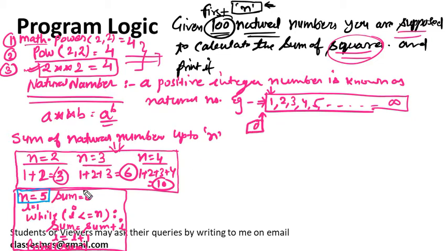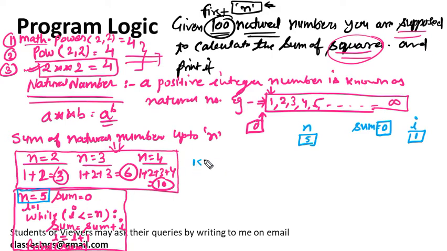So let's take n as 5. The n value is, let's suppose, 5, and the sum value is initially 0. I am going to explain the logic. The sum value is, let's suppose, 0, and the i value is initially 1. So what we are doing: n equals 5, so apply a while loop.